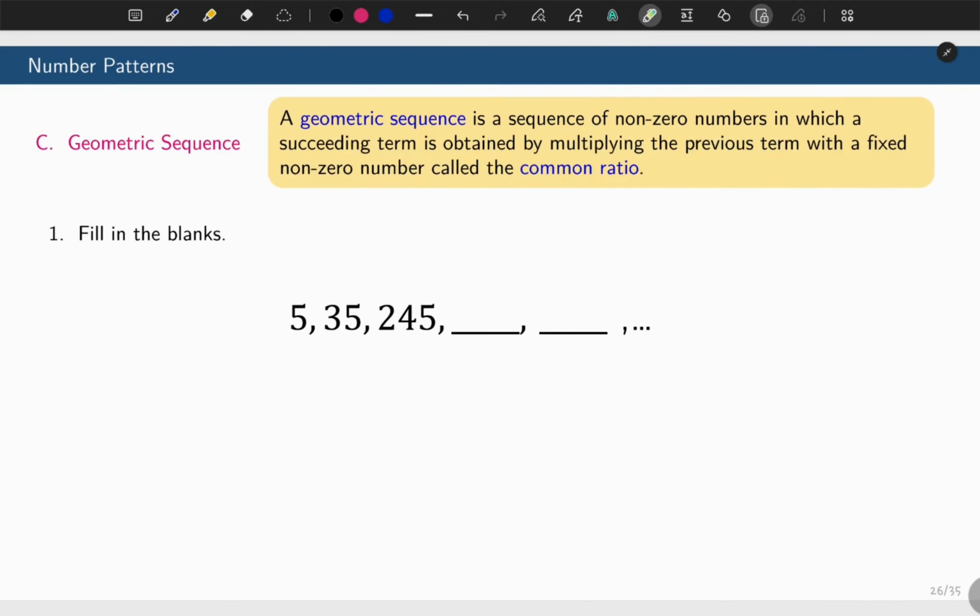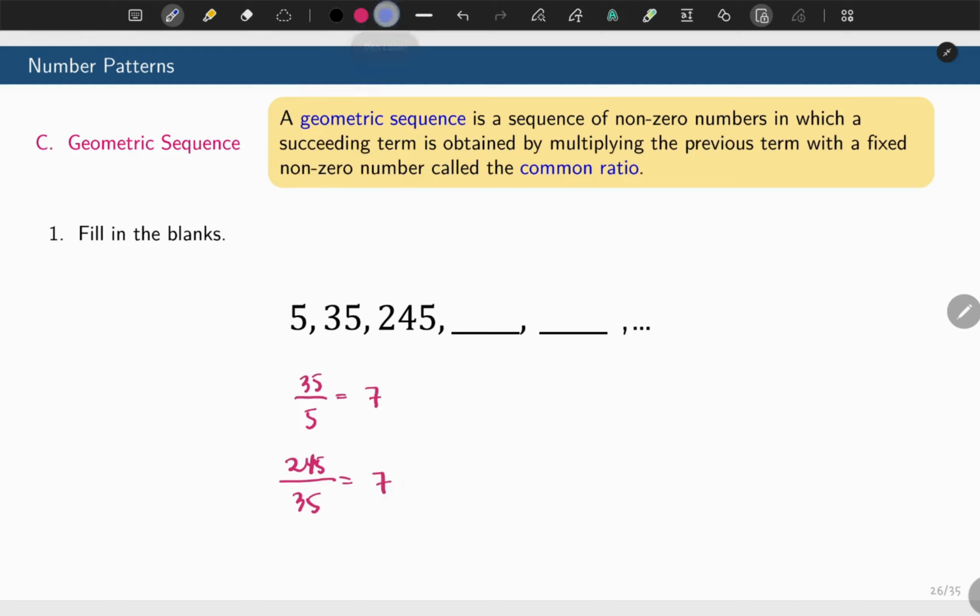Number 1, fill in the blanks. We have here 5, 35, 245, and we have here 2 blanks. First, let us check whether there is a common ratio among the consecutive terms. 35 divided by 5 is equal to 7. And also 245 divided by 35 equal to 7 as well.